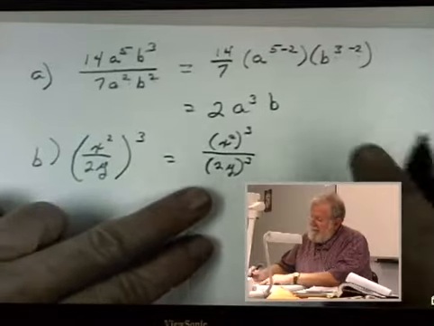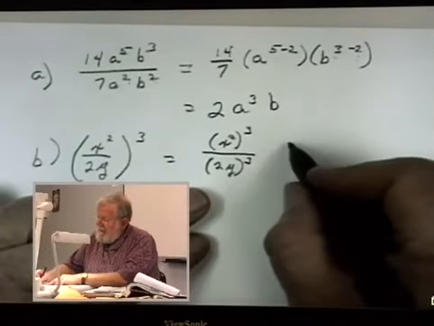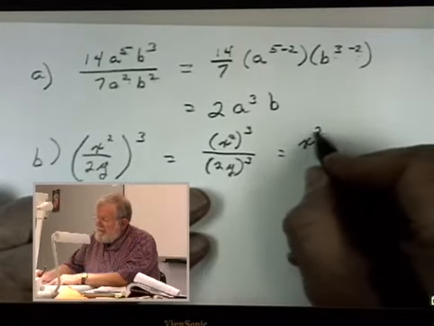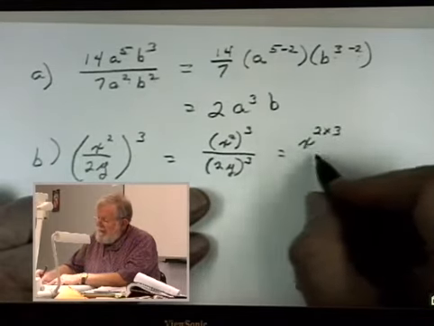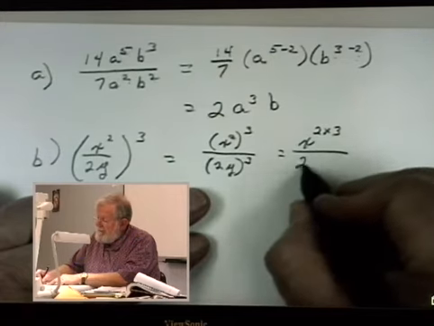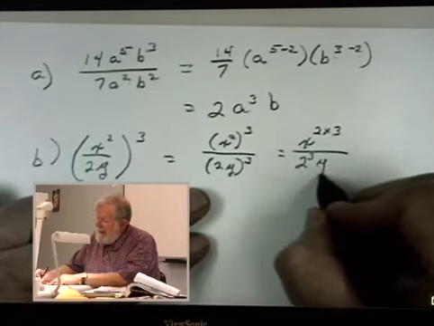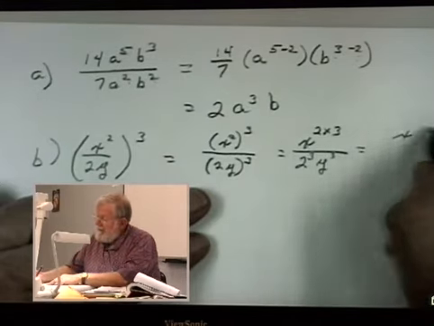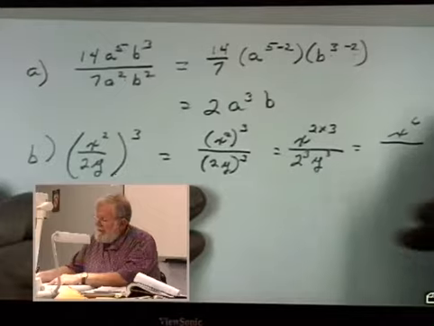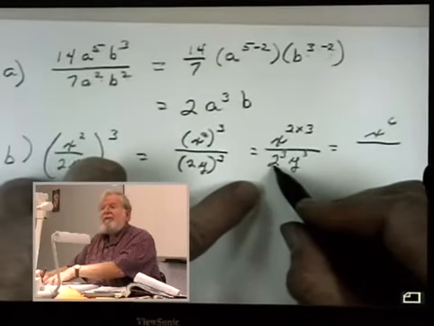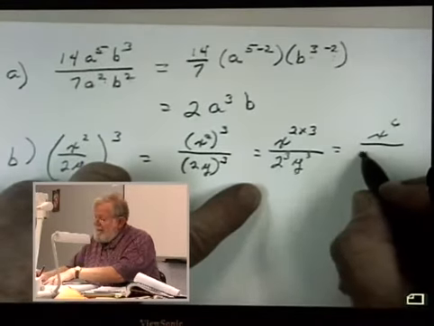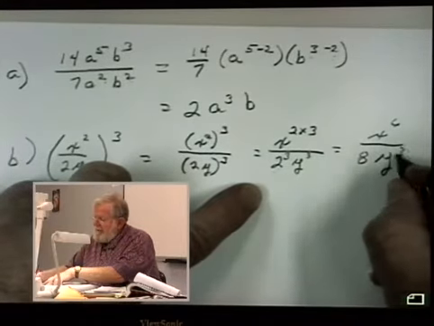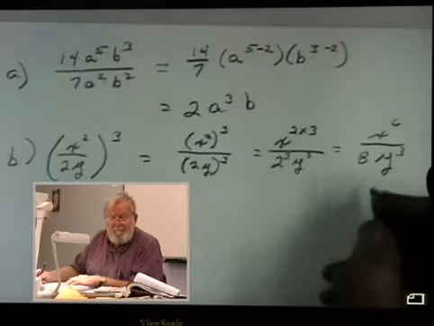So when we do that, now we're taking a power to a power, so we multiply the exponents. This is x to the 2 times 3, and this is 2 to the 3rd times y to the 3rd. So that equals x to the 6 divided by 2 cubed is 8, y to the 3rd. And that should be the answer.